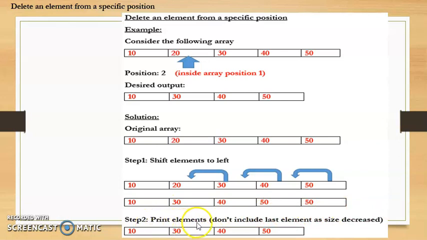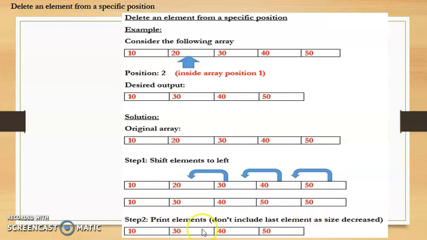Next step is to print the array elements without including the last element. Now we all know that whenever we delete an element from an array, definitely the array size should decrease. But in this case, we have just shifted the elements to the left from the given position. So we can see that after shifting, the element has been deleted, that is 20 has been deleted, but the array size is the same, that is it was 5 earlier, now also it is 5, because we have this one extra 50 at the end.